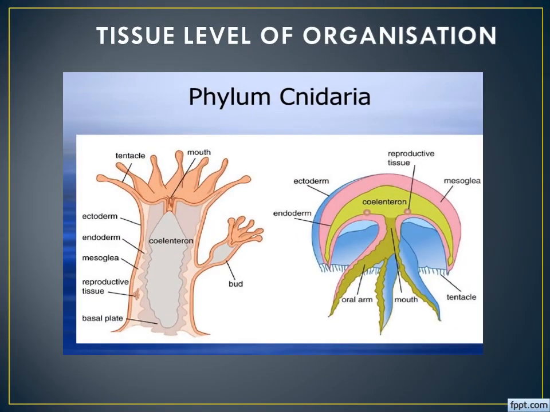The next one is tissue level of organization. As we said here, there are no organs, but a group of cells is formed as a tissue. So this tissue is doing the function for these animals. Especially this system is present in the phylum Cnidaria, or we can say coelenterates. Example, Hydra. In these animals, there is no organ, only tissue is available. Is it clear? Fine.